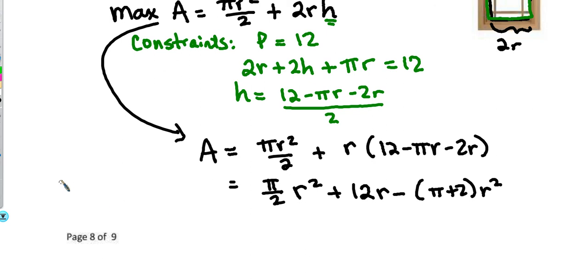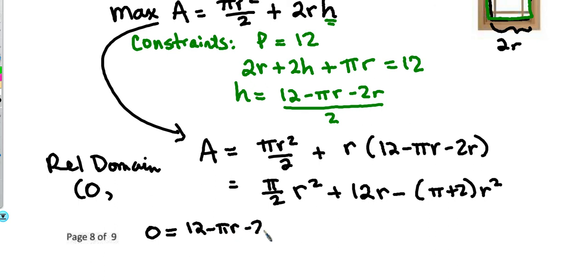Alright, now let's talk about our relevant domain so I can figure out what method I'm going to use on this. r is my radius. Obviously, the radius has to be bigger than 0. And as the radius increases, what's happening to my h? Well, as the radius increases, at some point we can't have h equal to 0, right? So that would be kind of bad. You don't want h to equal 0. So maybe I should solve an equation and say, well, for what value of the radius do I end up with 0 for the height? Because that's not going to be allowed.